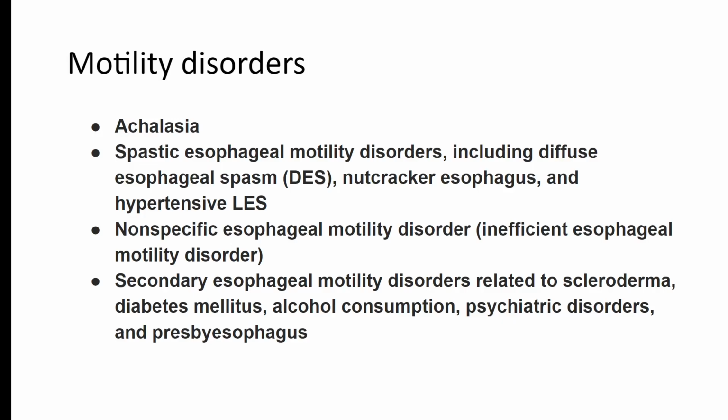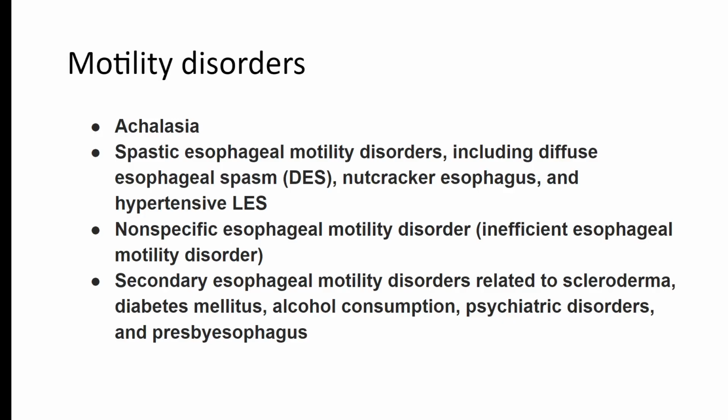The next set of disorders we discuss about the esophagus, relatively less common, are the motility disorders, where there is an abnormality of the movement of food in the esophagus. It could be achalasia, where there is hypertrophy of the muscles, or simply spastic esophageal motility disorders, which could be diffuse esophageal spasm, also called nutcracker esophagus, or due to extreme spasm or tension of the lower esophageal sphincter. Or there is another non-specific condition where we cannot really make out the real causes.